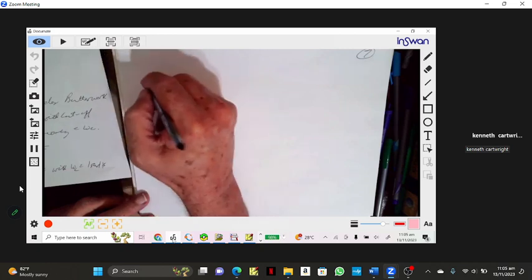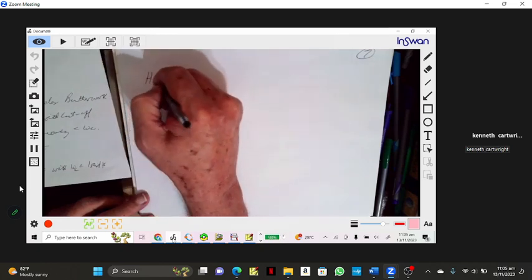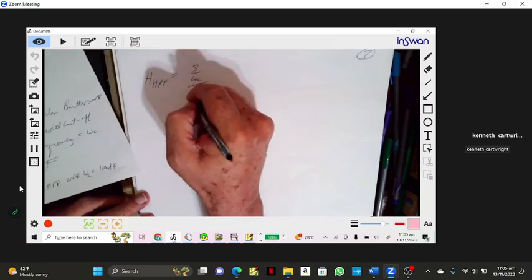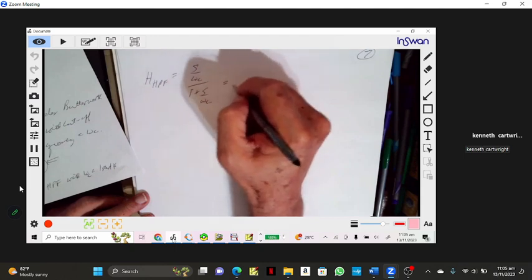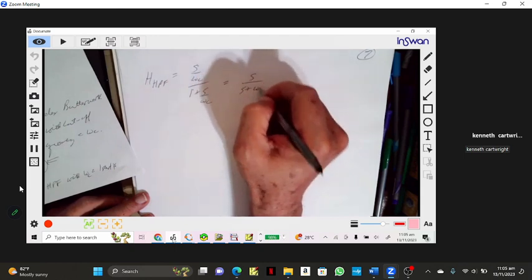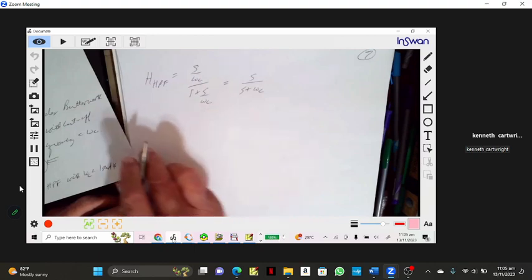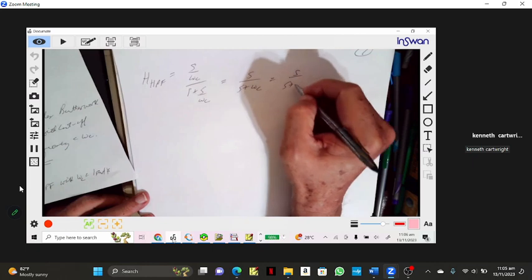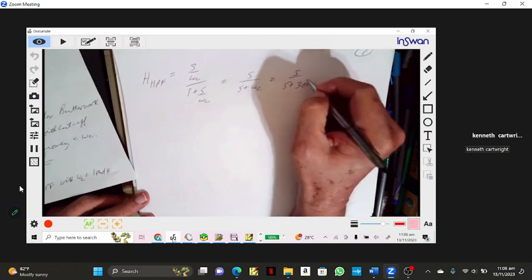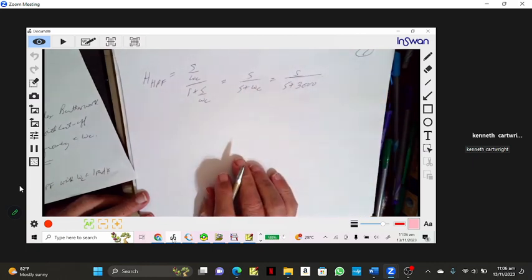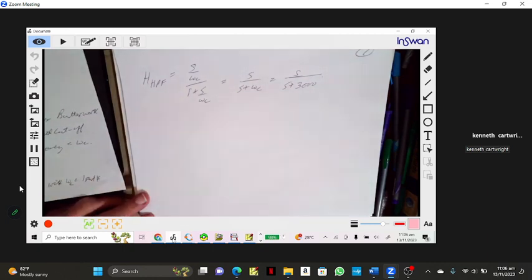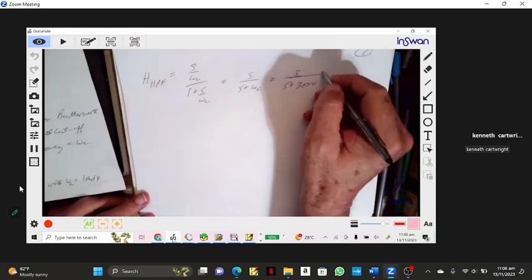So H high pass filter is S over omega C over 1 plus S over omega C, which equals S over S plus omega C, which is what I just gave you. And a particular example is S over S plus 3000. That's what I just gave you. And I said to you, what's wrong with this?